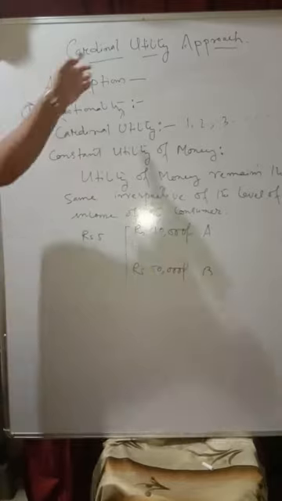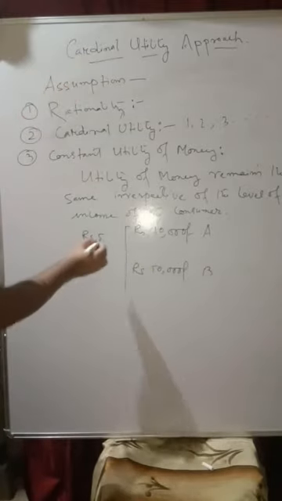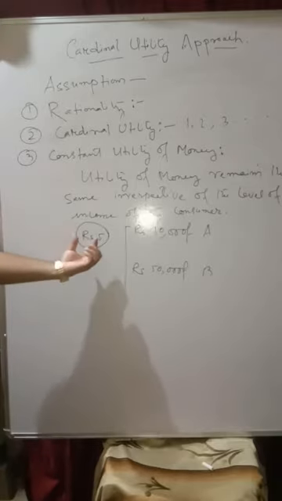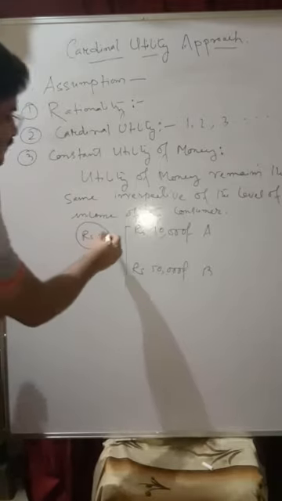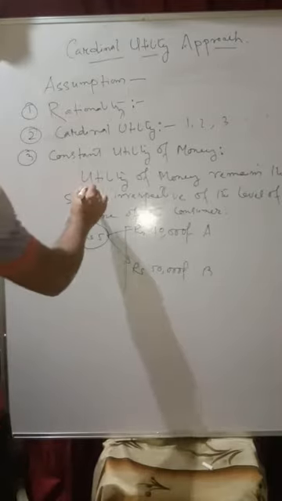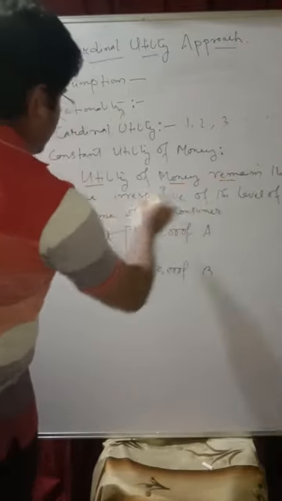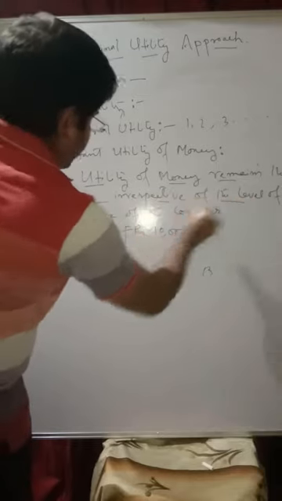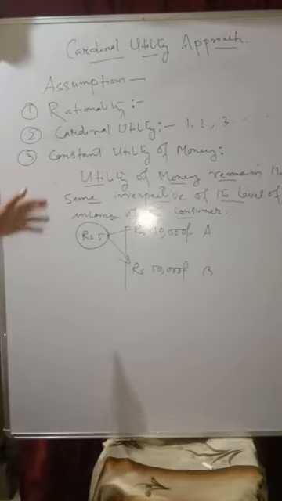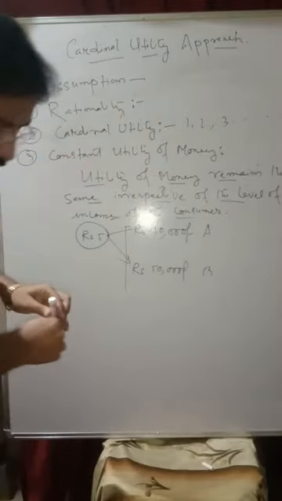Now according to the cardinal utility approach, the utility derived from that rupees 5 remains the same for person A and for person B. That is, your marginal utility remains the same irrespective of the level of income of the consumers. So utility for money remains the same for all consumers having different levels of income. That is your constant utility of money.